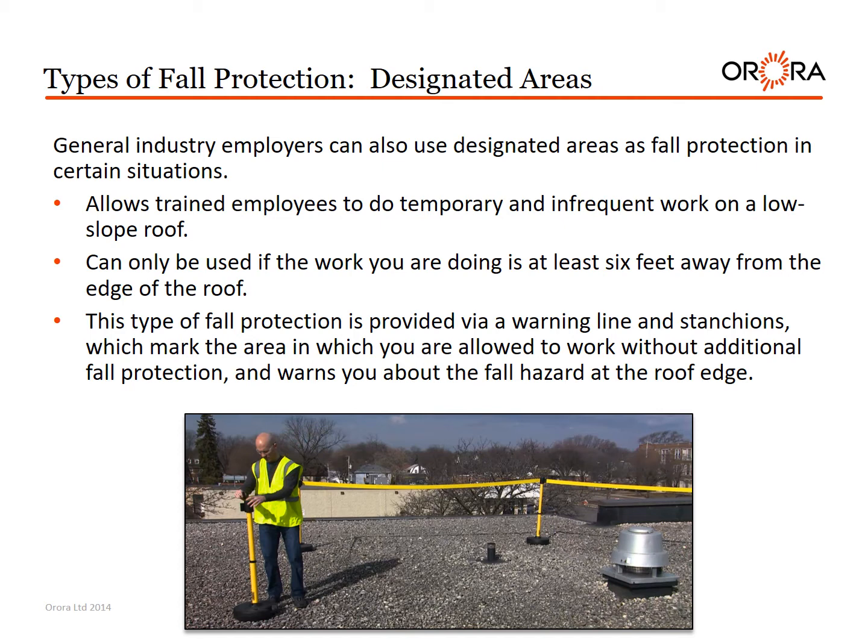This type of fall protection is provided via a warning line and stanchions, which mark the area in which you are allowed to work without additional fall protection, and warns you about the fall hazard at the roof's edge.